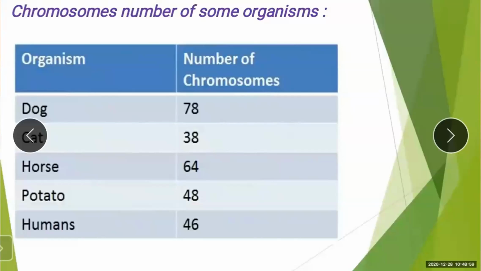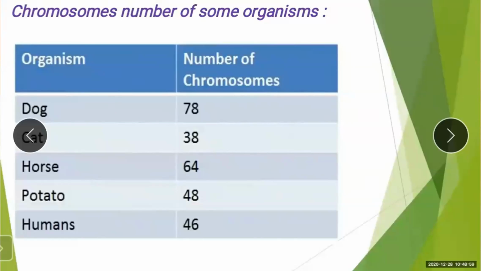Dog, 78. Dog has 78 chromosomes. Cat, 38 chromosomes. Horse, 64. If we look at vegetables, like potato, how many chromosomes are there? 48. In the case of roundworm, there are 4 chromosomes. And in humans, meaning in us, how many? 46 chromosomes are present.